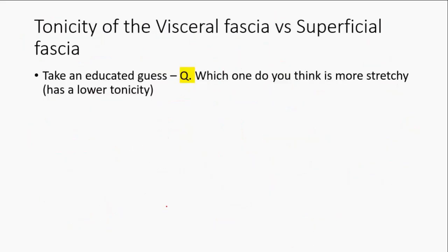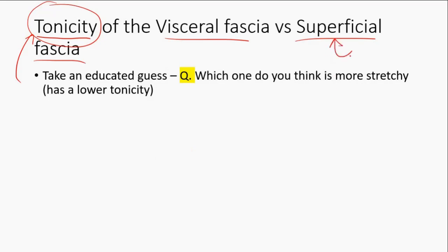Anyway, okay, so the tonicity of the visceral fascia versus the superficial fascia. What do I mean by tonicity? Here I simply mean the density. How stretchy is it? So what do you think? We said before, how stretchy do you think the superficial fascia should be?